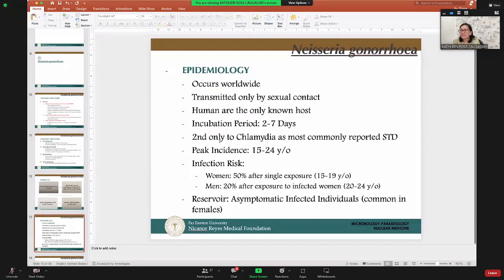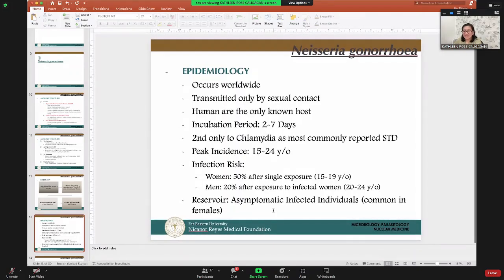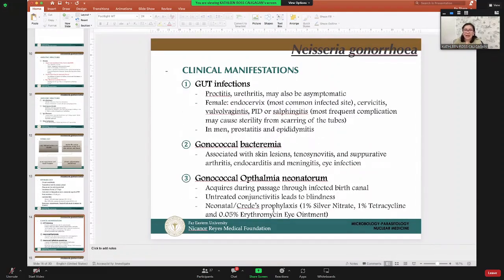It is second only to chlamydia as the most commonly reported sexually transmitted disease. And the peak incidence is 15 to 24 years old. Women are at higher risk compared to men. Reservoir asymptomatic infected individuals are more commonly seen among women. Manifestation, you have genitourinary manifestation, gonococcal bacteremia, and gonococcal ophthalmia neonatorum among neonates.